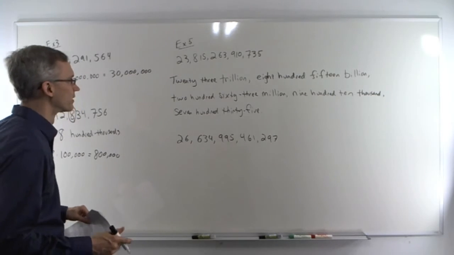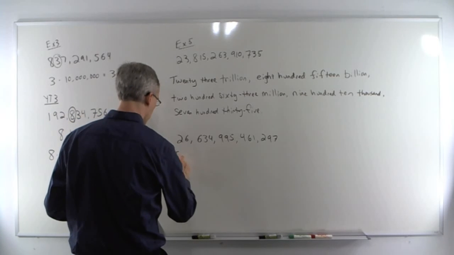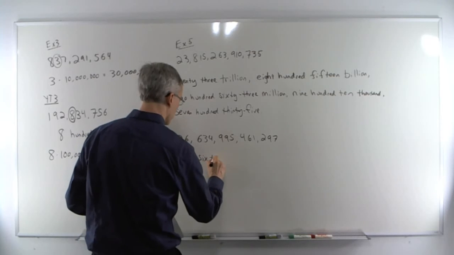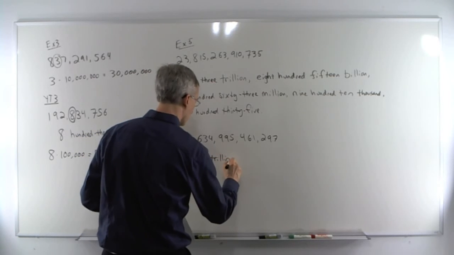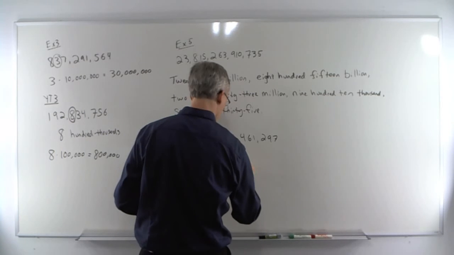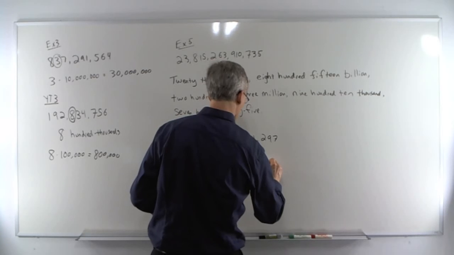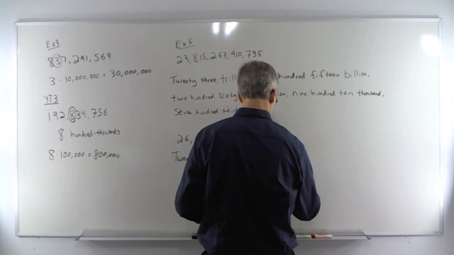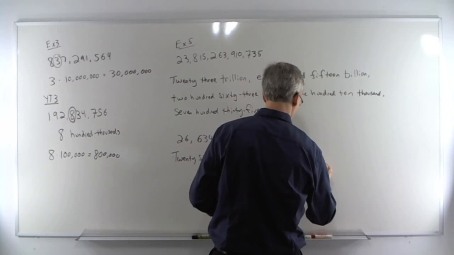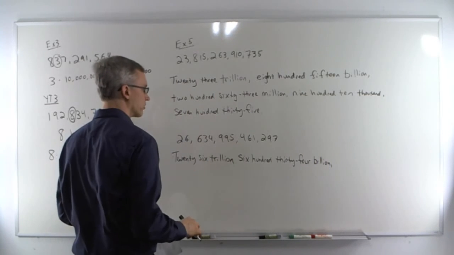All right, let's do this one. So we've got 26 trillion. Go to the next group, 634. And that is billions. 995 million.